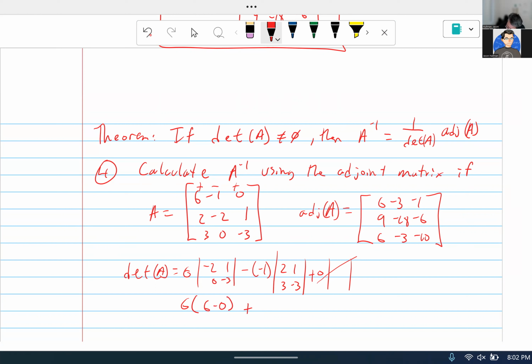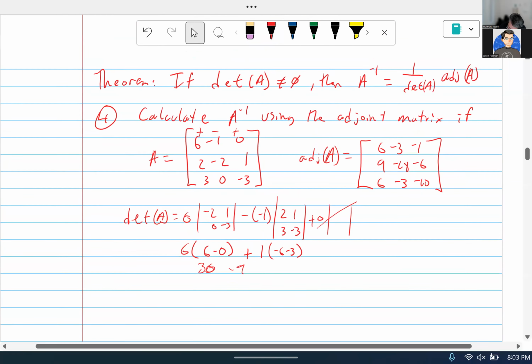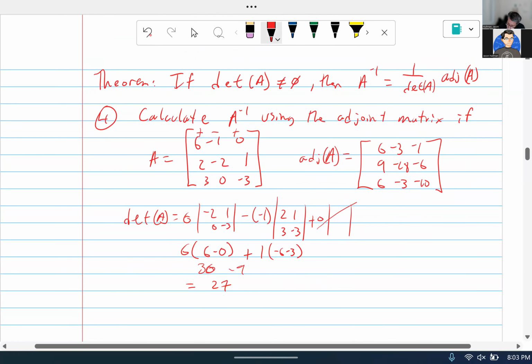And so this becomes 6 times 6 minus 0, plus 1 times negative 6 minus 3, plus 0, that just goes away. So this is 6 times 6, which is 36, and then minus 9. And so that becomes 27. So the determinant of A is 27. So now we can calculate the inverse of this thing.